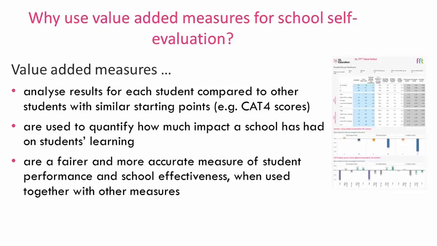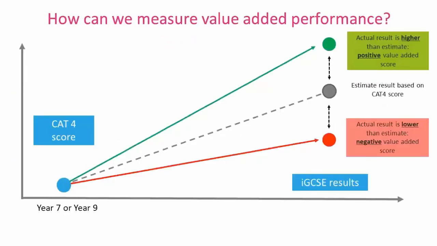And at the end of the day, value added is a fairer and a more accurate measure of student performance and school effectiveness. When we're measuring value-added performance in this service, the starting point is a CAT score that will either have been taken in year 7 or year 9. And then obviously you can use those CAT scores to estimate where students will get to at the end of their GCSE courses. We can estimate the likely outcome for each student based on their CAT score. And some students will meet their expectations. Some students will have higher results than expected, and we would say that's a positive value-added score. And some students will have lower results than expected, and we would say that would be a negative value-added score.